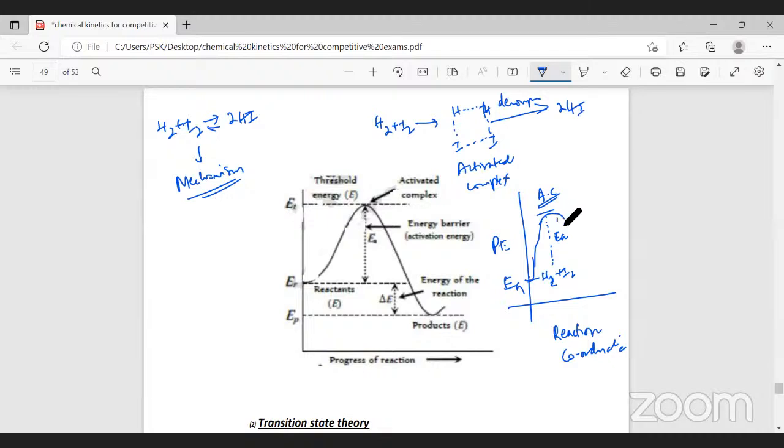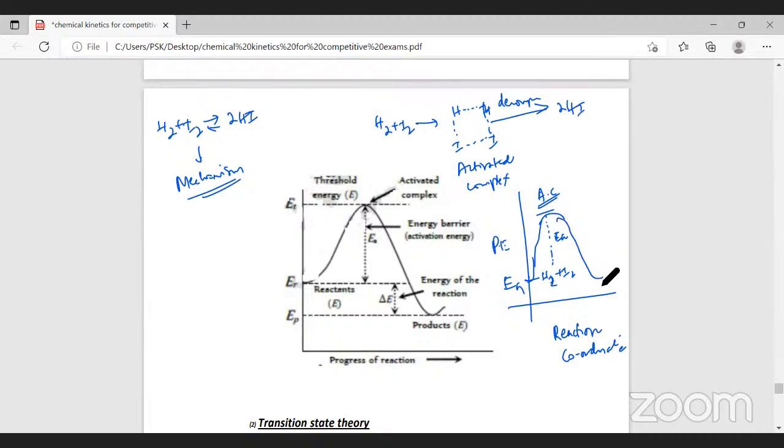When I say they decompose to form the product, here you can see the products are formed, 2HI. So this energy is called threshold energy. What is threshold energy? Threshold energy is the sum of normal energy and activation energy. A normal molecule has to gain the activation energy so that it acquires threshold energy. Molecules which have threshold energy, when they collide, lead to the formation of the product.